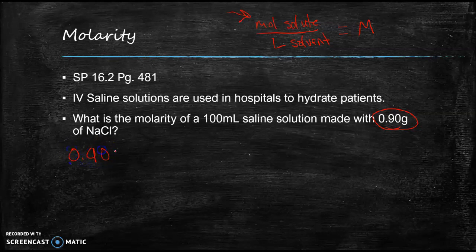Set up that conversion factor of 0.9 grams sodium chloride to moles of sodium chloride. Remember, we use our molar mass here, which is the grams of sodium chloride per 1 mole of sodium chloride. Pause the video to find that molar mass. All right, the molar mass will be 58.44.